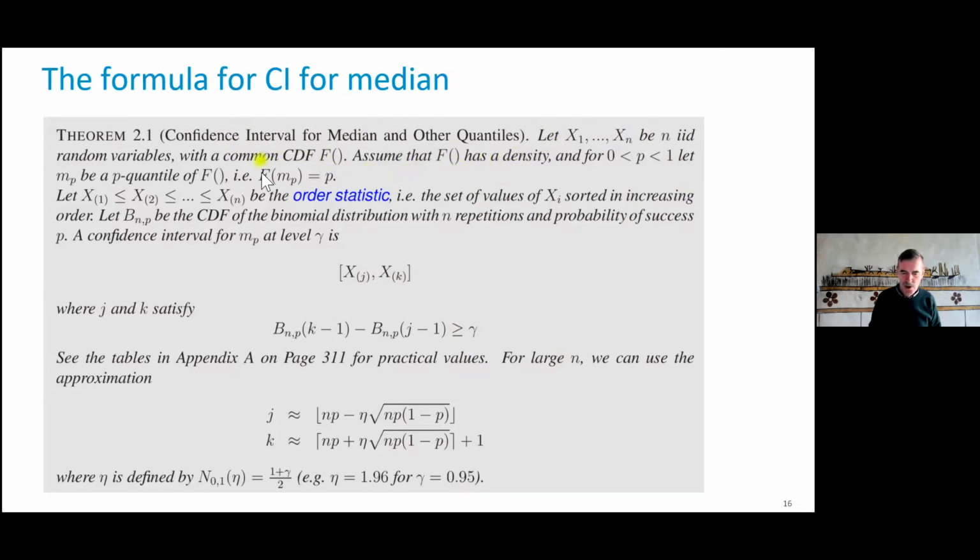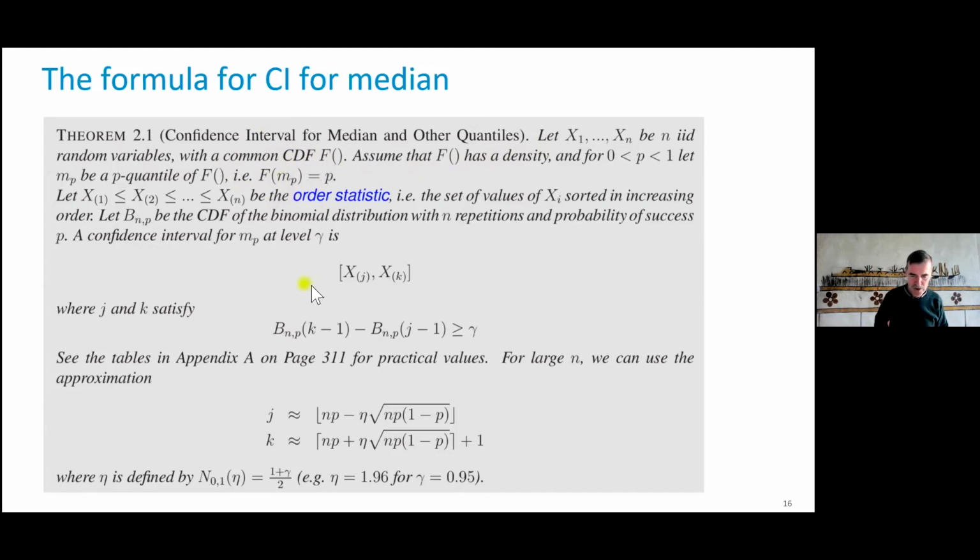And I want to find a confidence interval for a quantile. For example, if p is 0.5, that's the median. The method works for any quantile. If we want a confidence interval for the 95th percentile, for example, the method will also give the answer.